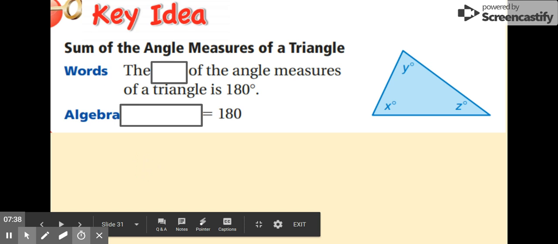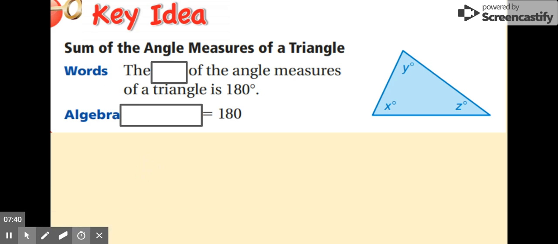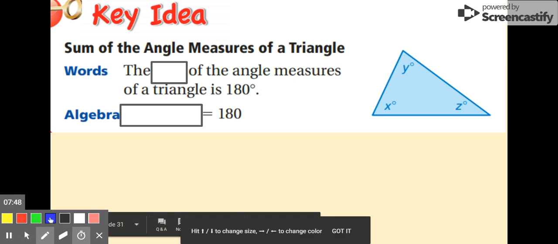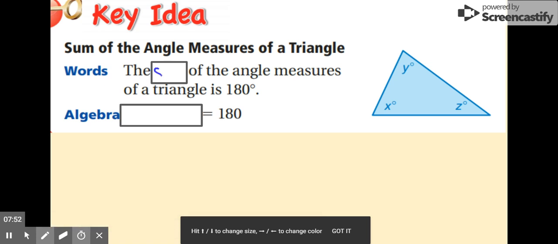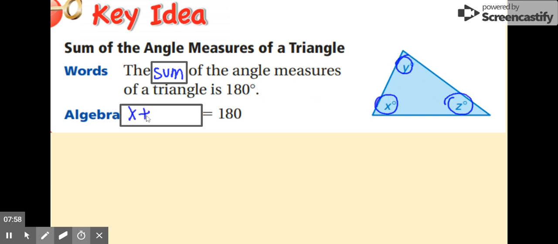All right, so now we're going to talk about the sum of the angle measures of a triangle. This is very important. How many angles do we have, by the way? We have 3: X, Y, and Z. When you add all 3 of them together, it is going to be 180. If you remember this, you can solve any question in this topic.